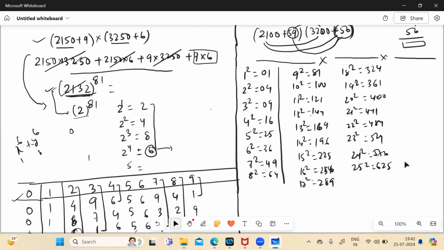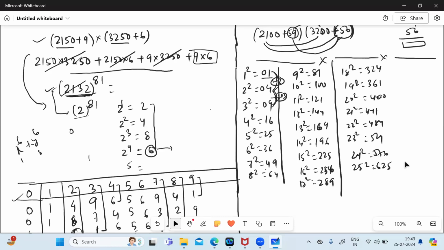So now with this table, we'll be learning two things. First, that the squares of continuous numbers will have a difference equal to the sum of those numbers only. I mean, if you want to go from 1 square to 2 square, you just have to add 1 plus 2 to it. You will reach 4. Then if you want to go from 2 square to 3 square, 4 to 9, you just need to add 2 plus 3 to it. You will reach 9.